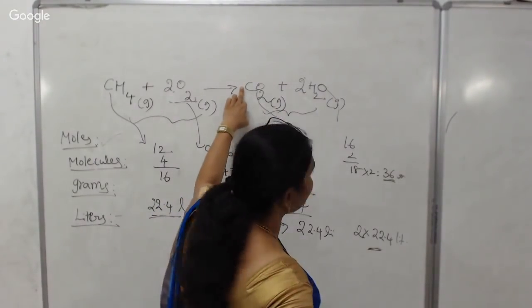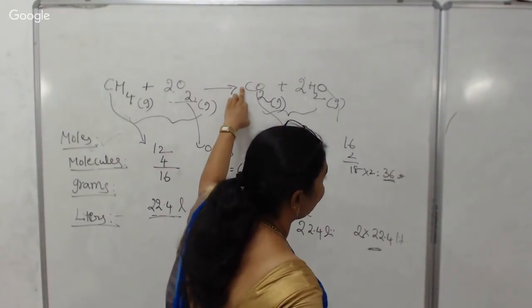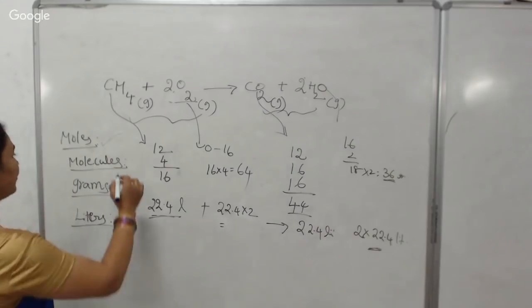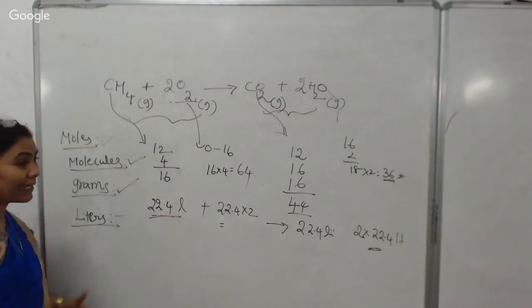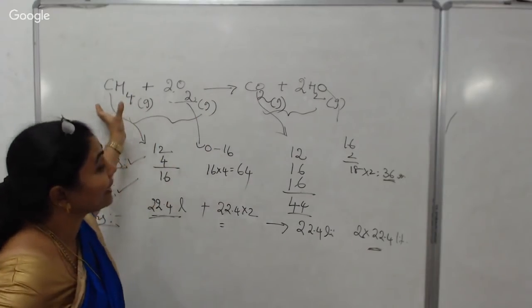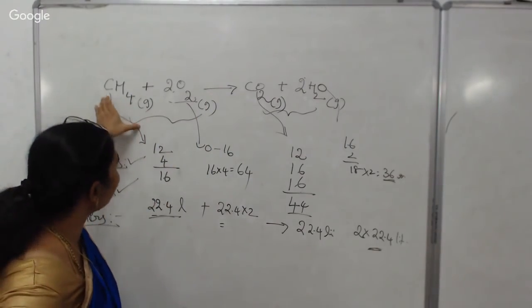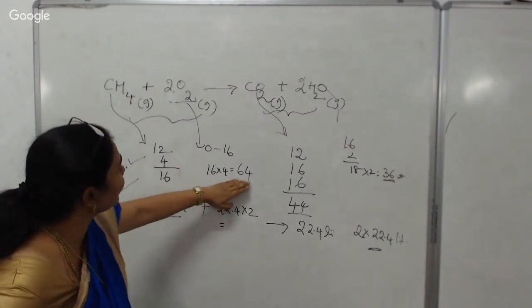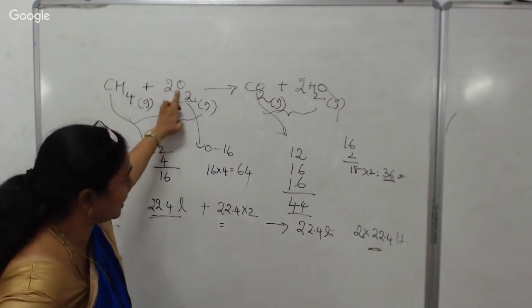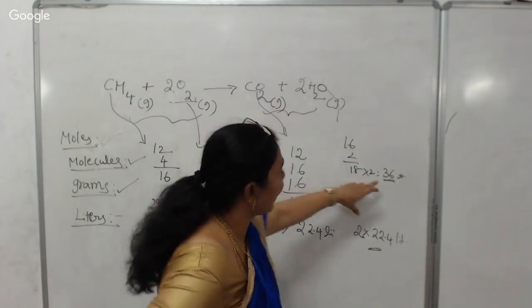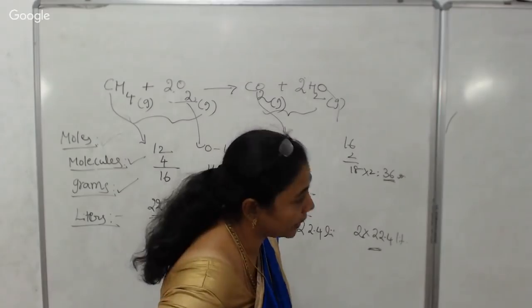Nothing is there means 1 molecule or 1 mole. Okay. Next, third one, grams. Another student I will ask, using this equation, please explain in grams. So that student has to tell 16 grams of methane is reacting with 64 grams of oxygen and it is forming 44 grams of carbon dioxide and 36 grams of water.